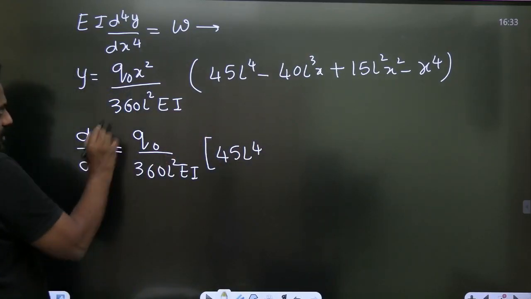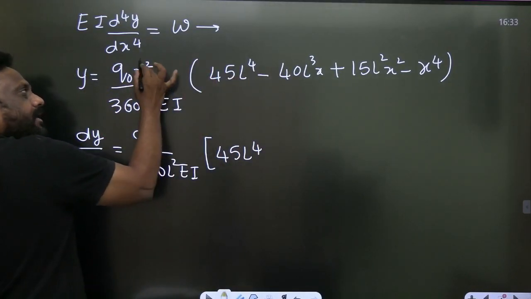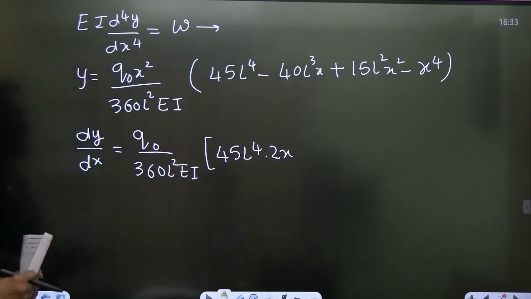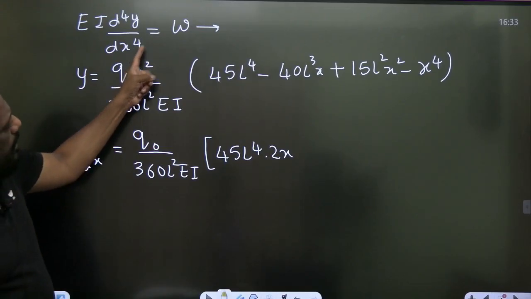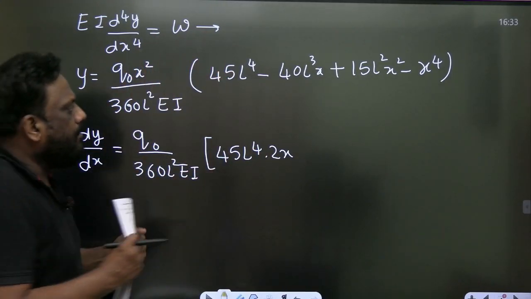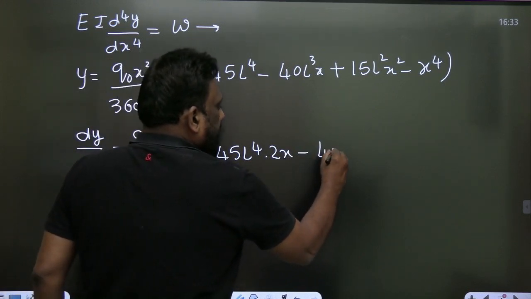Listen, now you are differentiating. So this is inside. What is the differentiation of x square? Directly it is 2x. Wonderful, sirs. I repeat, sirs. You have not understood. I will take x square inside. If I take it inside and differentiate, x square will be 2x minus 40 L cube.